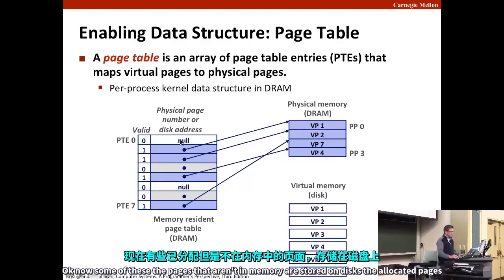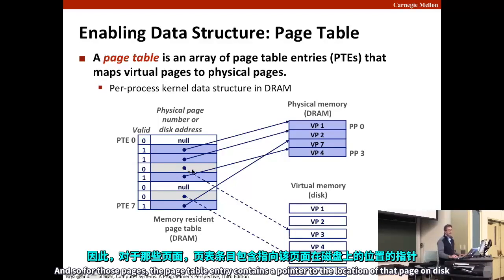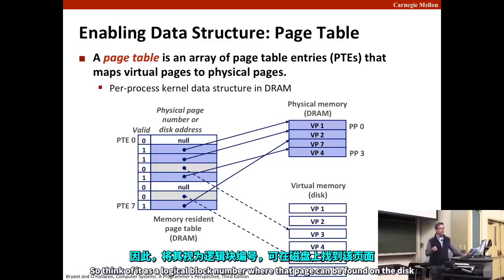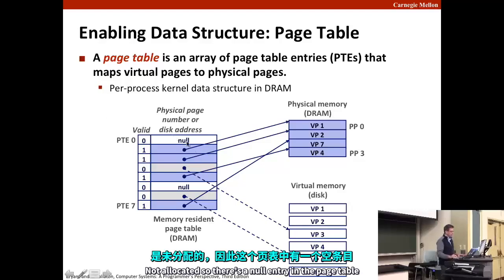Okay. Now, the pages that aren't in memory are stored on disk, the allocated pages. And so for those pages, the page table entry contains a pointer to the location of that page on disk. So think of it as a logical block number where that page can be found on the disk. And then some of the pages are not allocated, so there's a null entry in the page table.